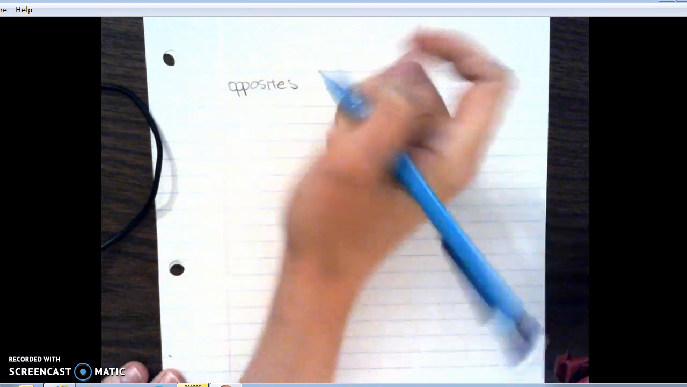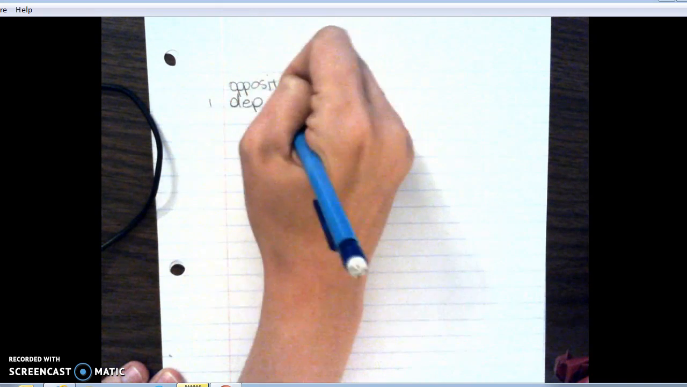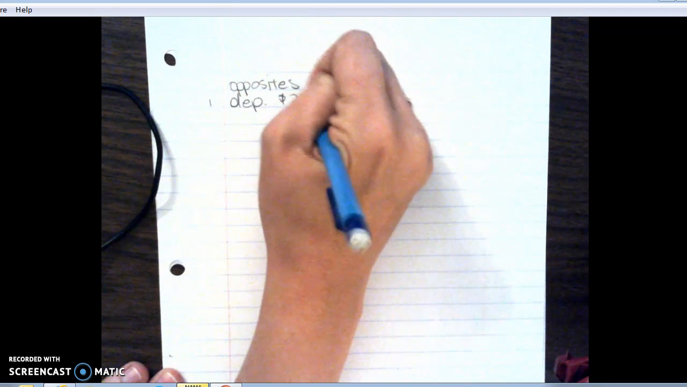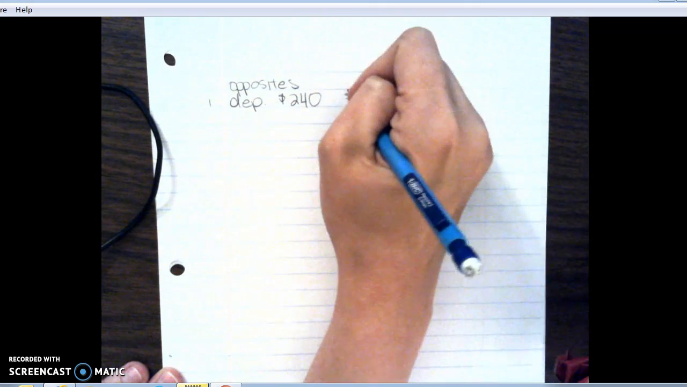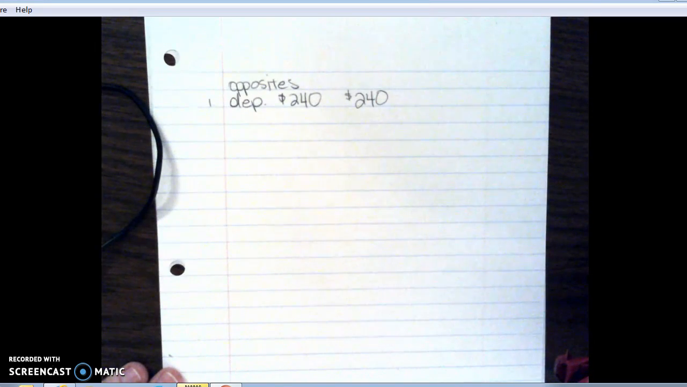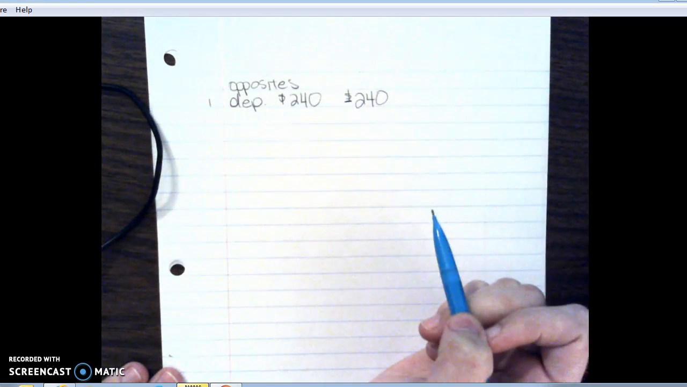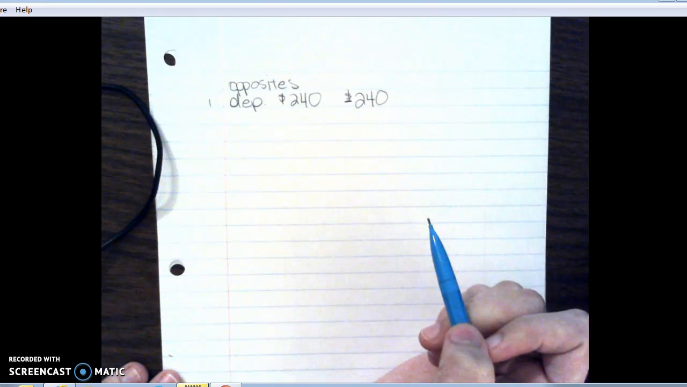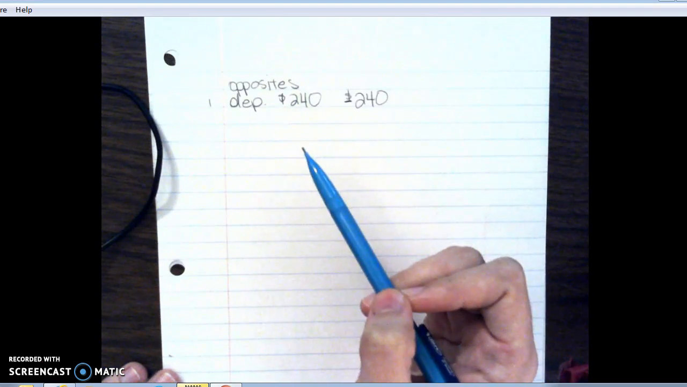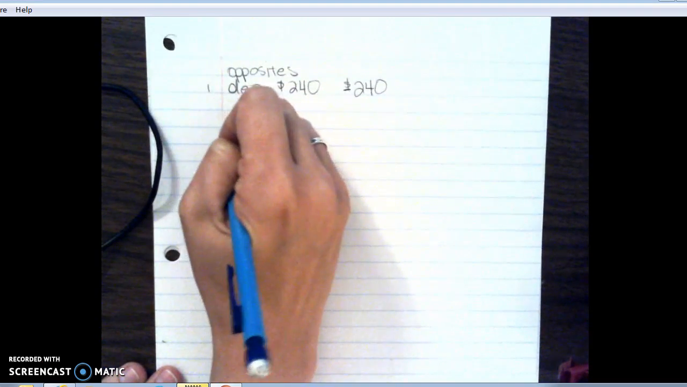If I said someone made a deposit of $240 and then they made a withdrawal of $240, you should be able to tell me, yes, those are opposites and they're a zero pair because a deposit and a withdrawal of $240 would cancel out to equal $0. So that was just kind of a throwback I wanted to make sure I mentioned today.